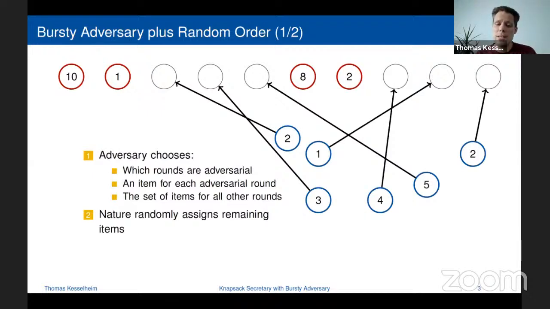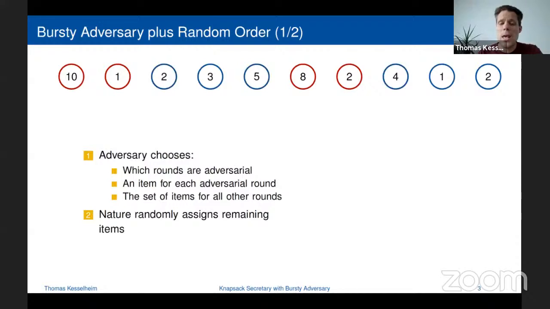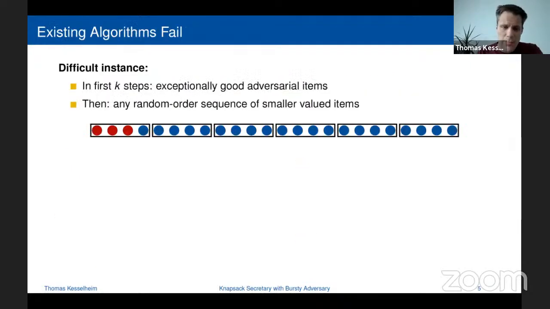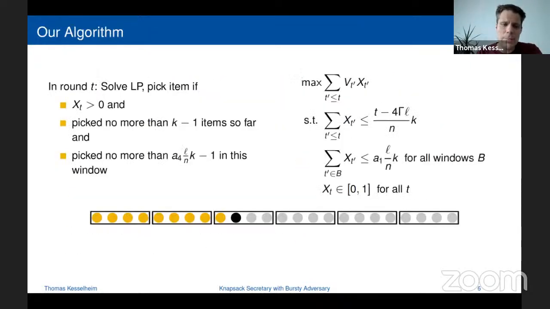Nature then draws a uniform permutation for all these random order items and assigns them to the remaining rounds. Then we have a sequence which is partially random order, partially adversarial, and our algorithm sees it one item at a time without knowing whether it is currently seeing an adversarial or a random order item. Then we need some further assumptions I have to skip over.